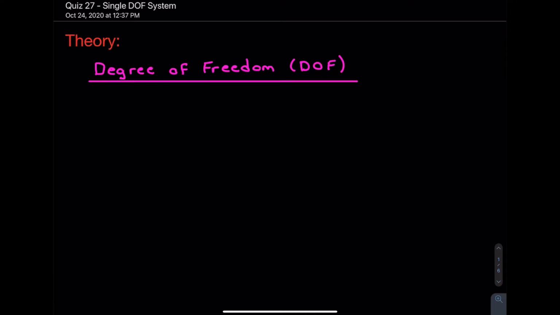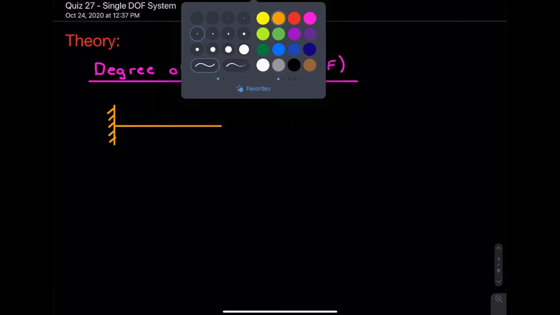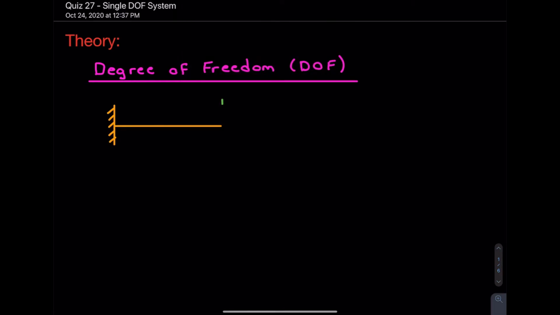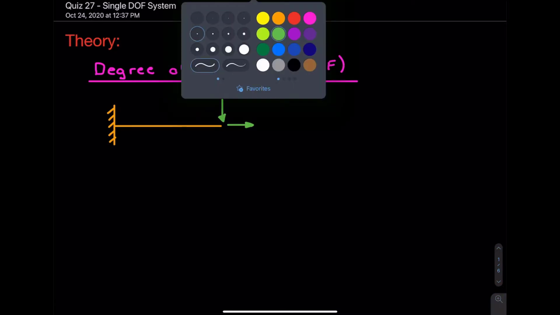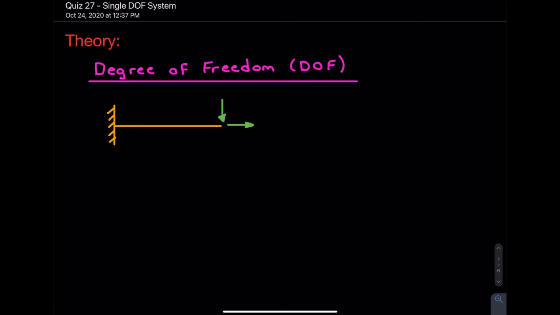So for instance, I'm going to take a very simple example, and let's say that I have a cantilever beam. I'm going to have a nice fixed support like this, and then we have a beam coming out like this. Let's say that it is subjected to 2 loads: a nice vertical load at the end like this, and an axial load like this. This would be a little bit tricky to solve, but you guys aren't expected to solve something like this. This is just for illustrative purposes for degree of freedom.